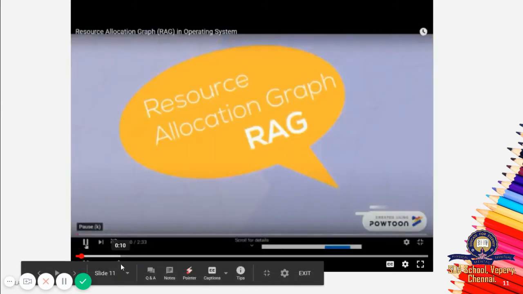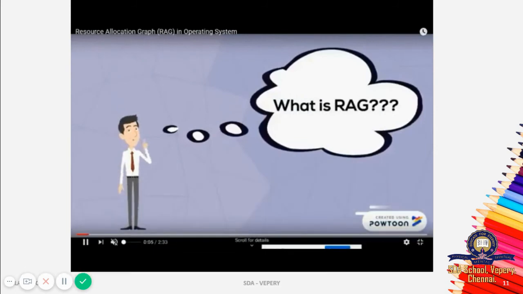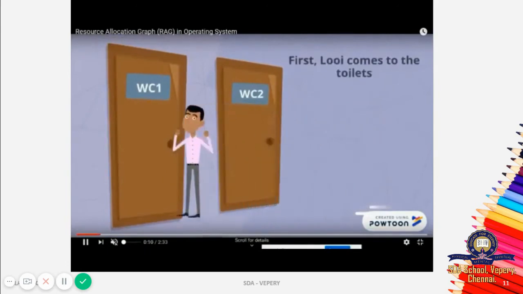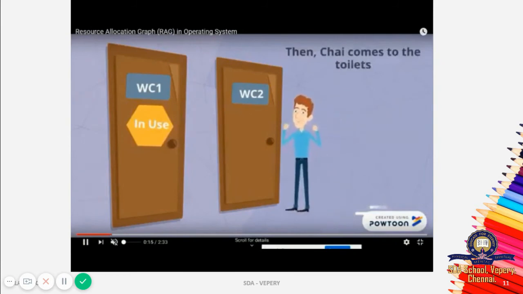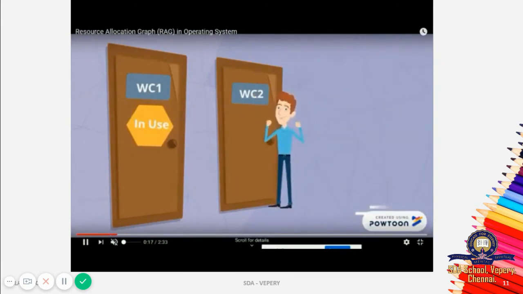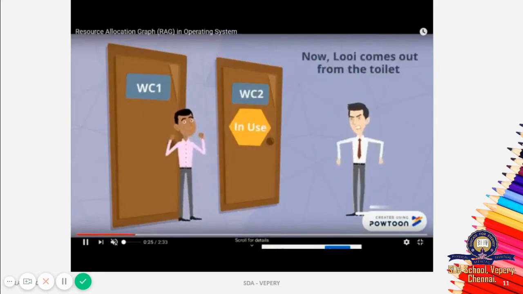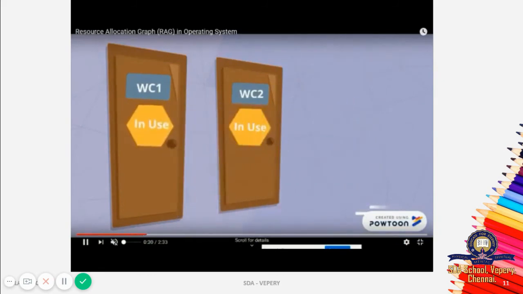And we are going to see a sample video related to the resource allocation graph. Okay, this is the resource allocation graph. Let's see an example. There are two rooms. One is occupied by the first person. Another one is occupied by the second person. Now both are in use, so the third person cannot use the rooms. Once room 1 is empty, then person 3 can use the room. Okay. Now he can use the room, so he need not wait.